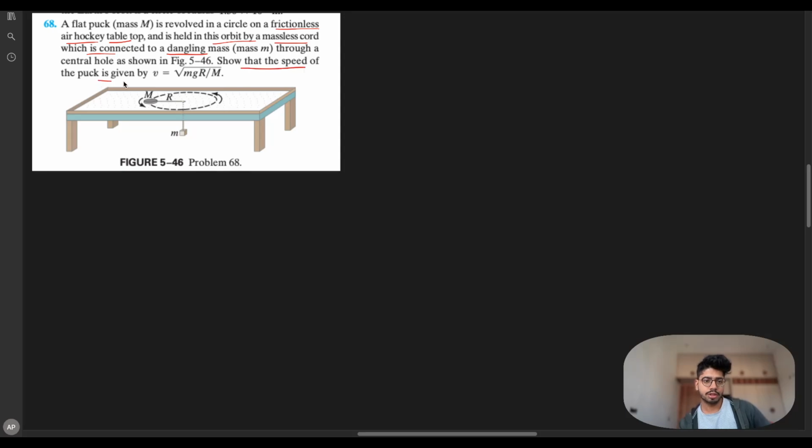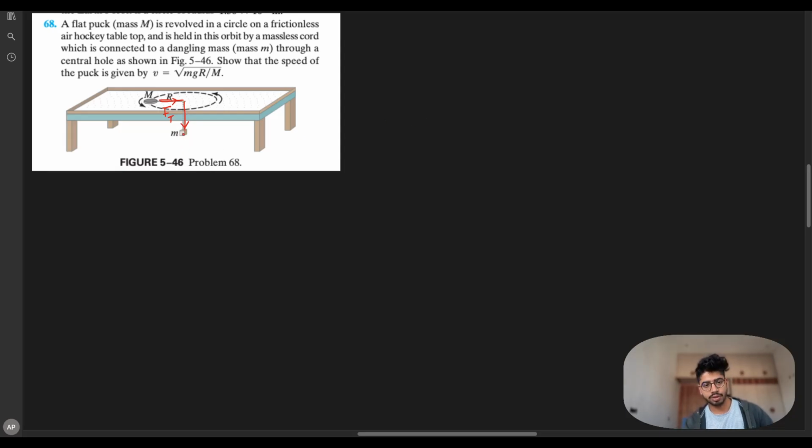You have to show what the speed is of the mass that is revolving around. Basically, you have to keep in mind what force is acting toward the center. The force acting toward the center is the tension force. Let me call it F_T, the tension force acting toward the center.